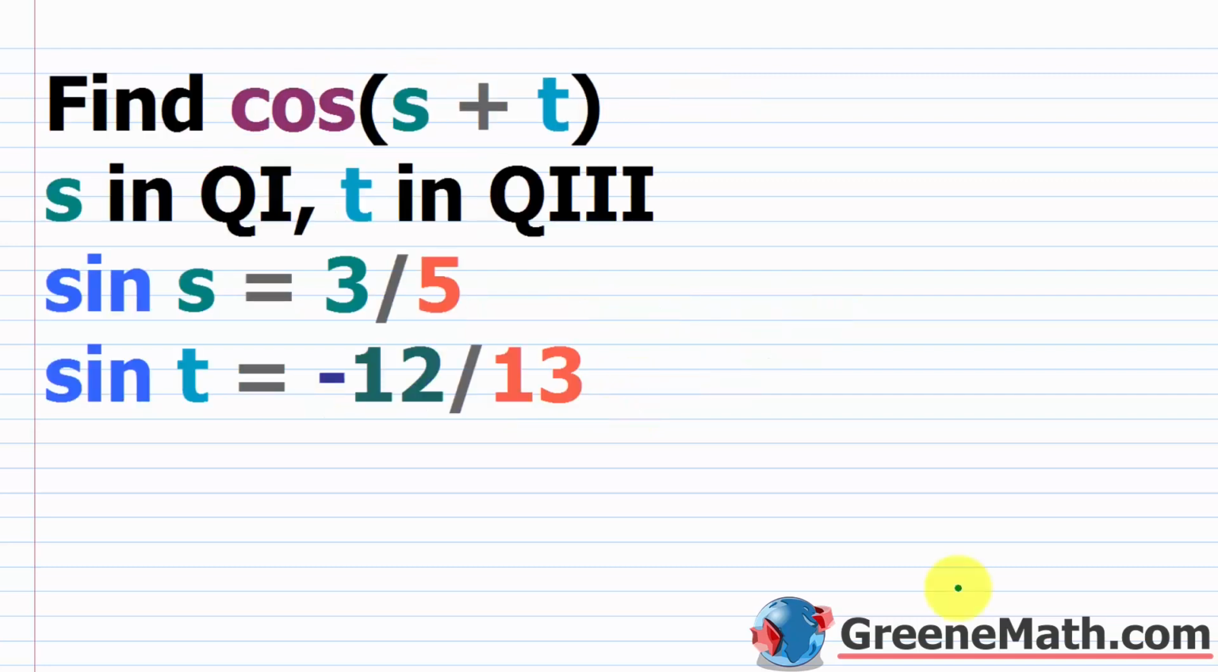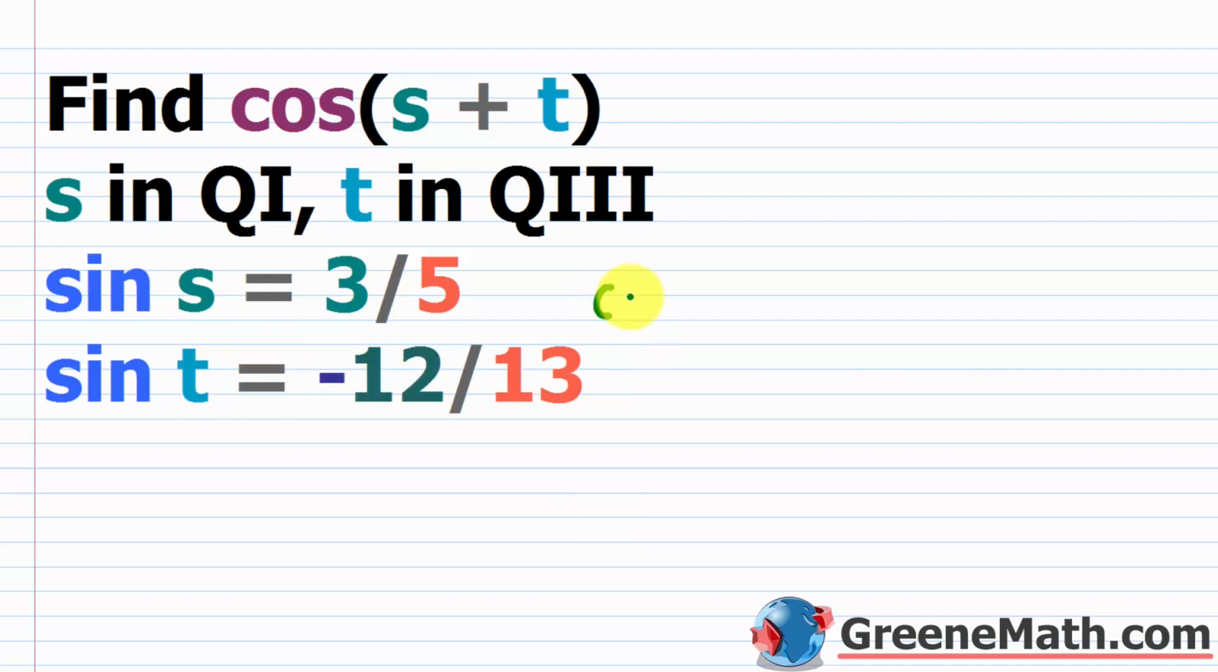Okay, let's look at one more problem type that you're going to see. We're asked to find the cosine of s plus t. You might also get the cosine of s minus t. The way you do this type of problem is the same. You have s in quadrant 1 and t in quadrant 3. They're giving you information about sine. The sine of s is 3/5. The sine of t is -12/13.